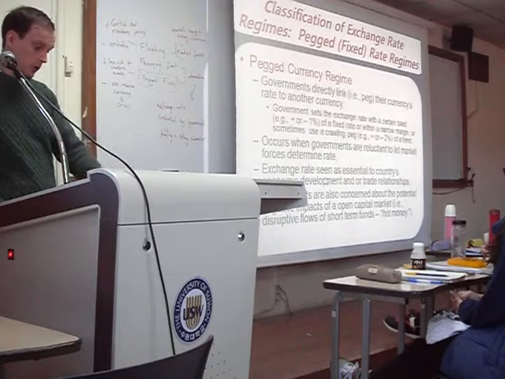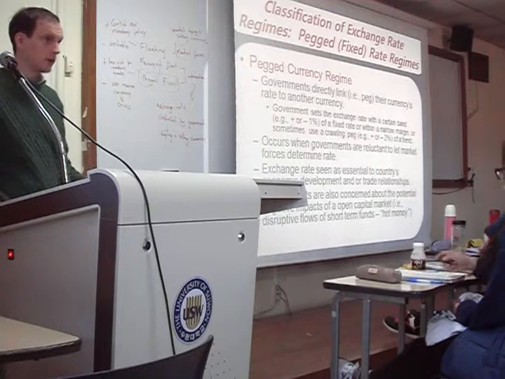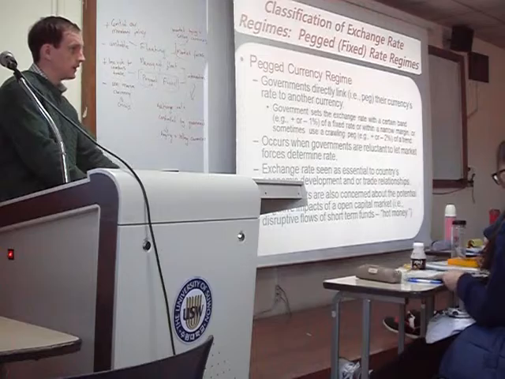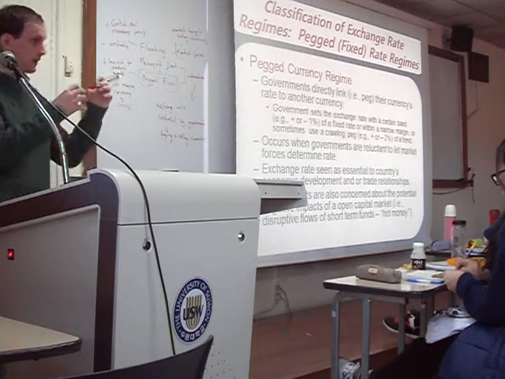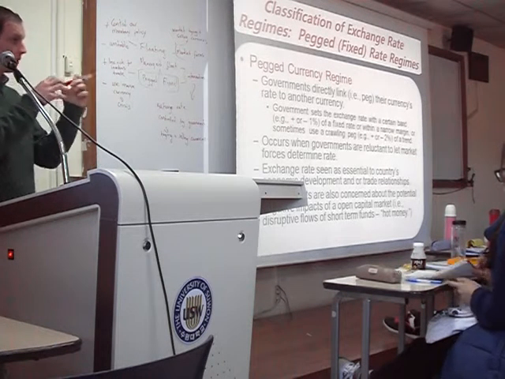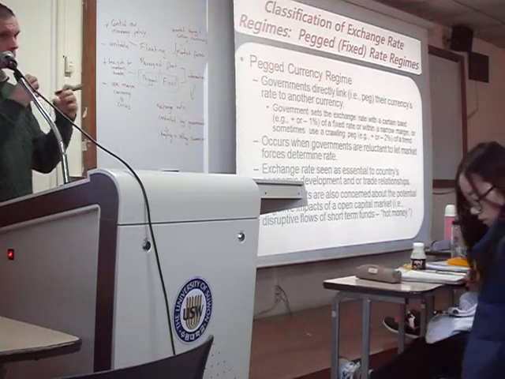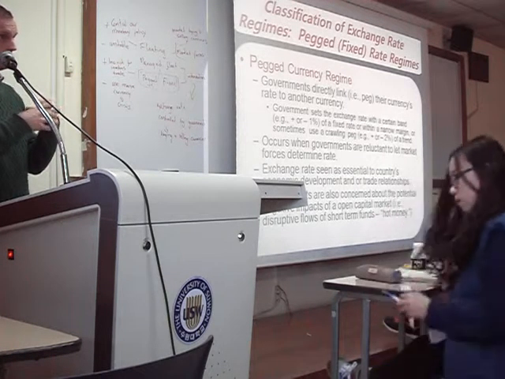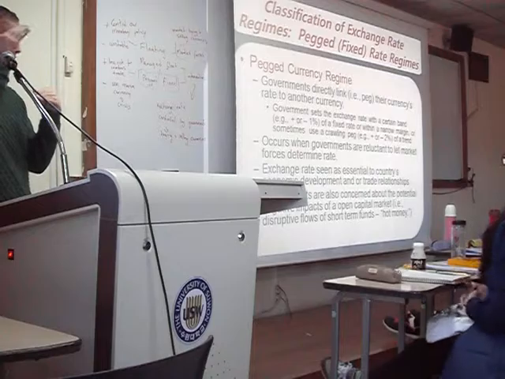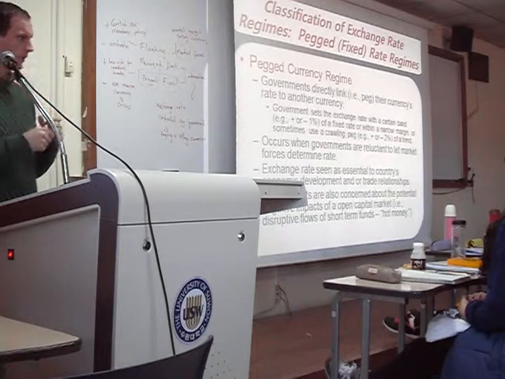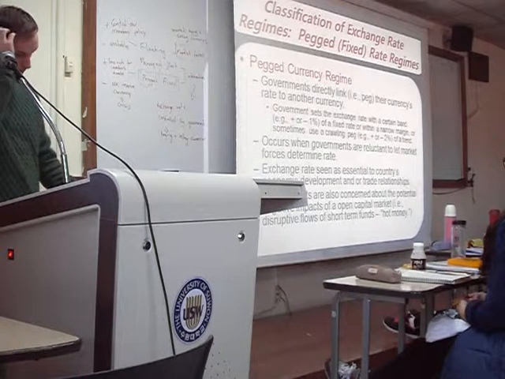So the price of oil is in US dollars. So Saudi Arabia wants to fix their currency to the US dollar, so they can be more stable about the price of oil. If their currency wasn't fixed to the US dollar, then the currency change is also going to affect their income for oil. Okay?